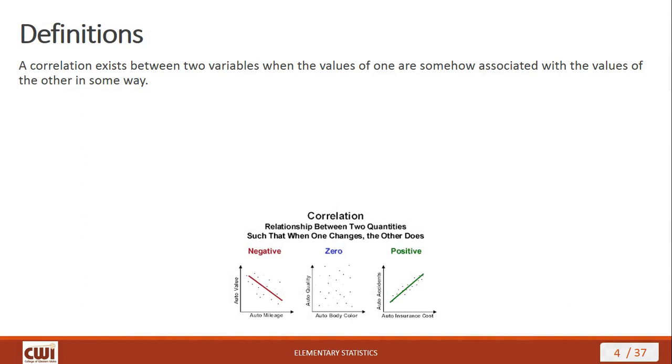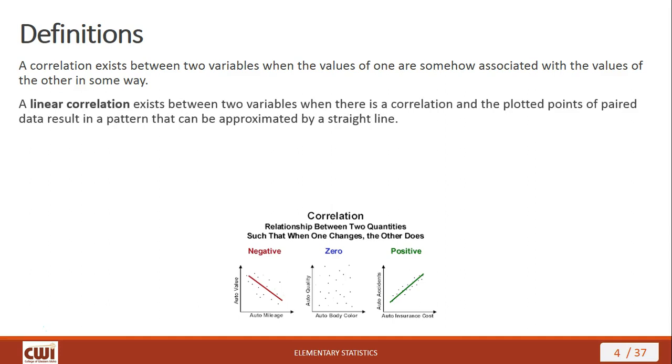Start off with, let's review some definitions. So a correlation exists between two variables when the values of one are somehow associated with the values of the other in some way. There's some relationship between the two. Now, just because there's a relationship between two variables does not mean that that relationship is one of cause and effect. It could be that the two variables you're looking at are related to each other through a third variable that you're not looking at. So it doesn't stand to reason that just because there's a relationship between two variables that the relationship is cause and effect. Making that connection is a logical fallacy, so don't go there.